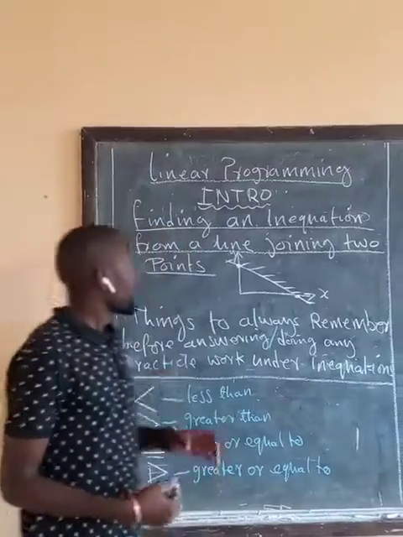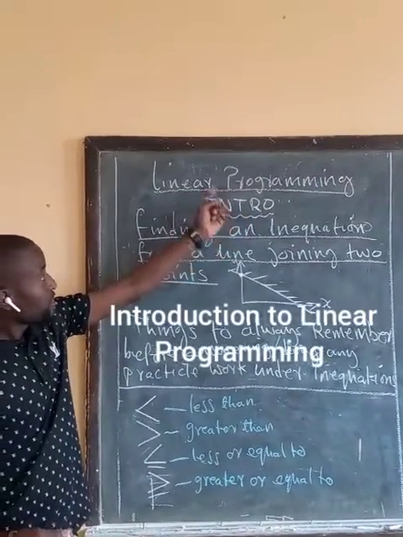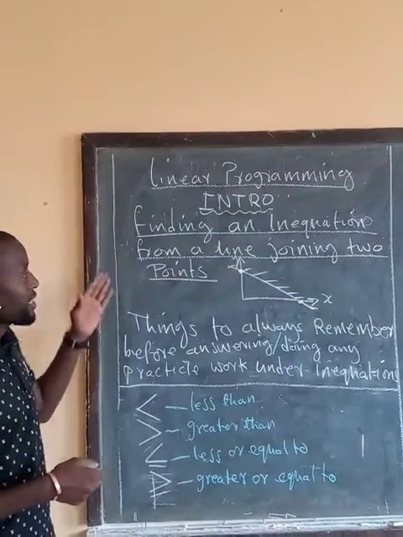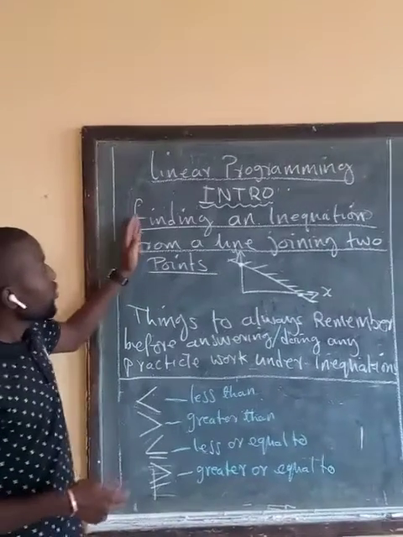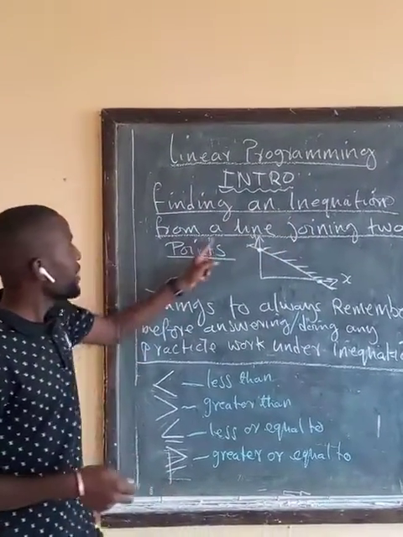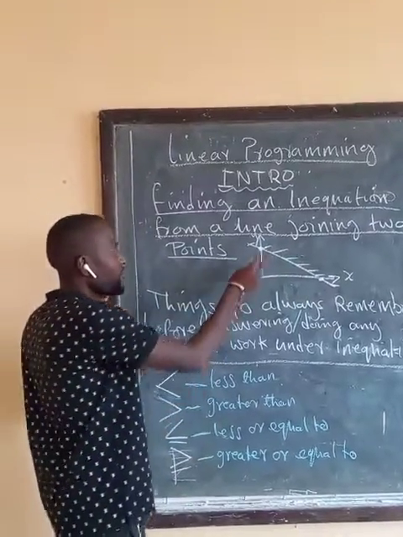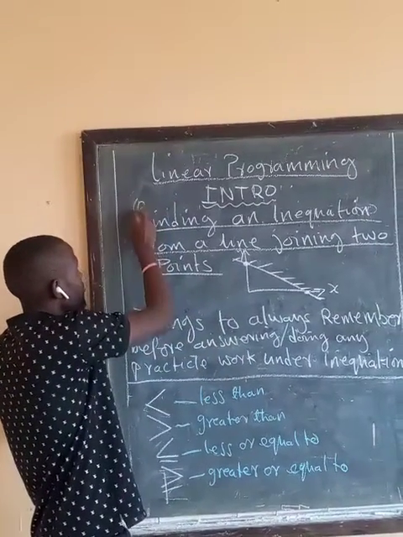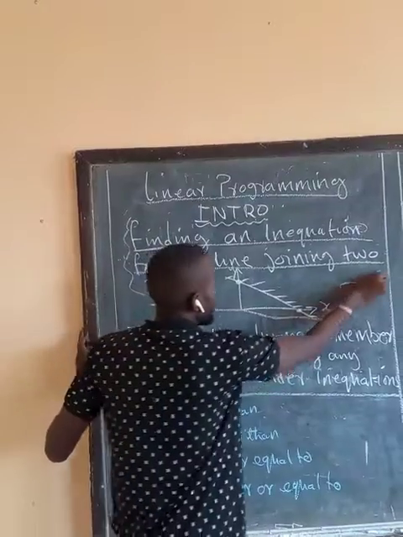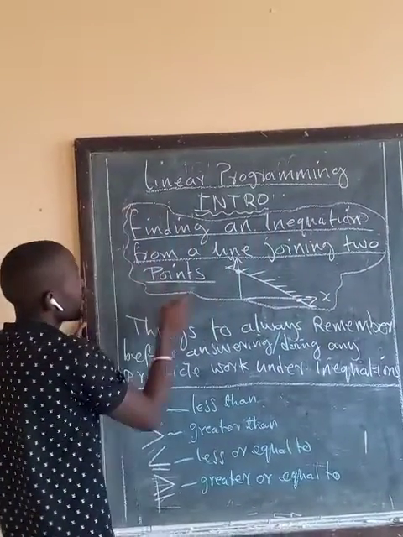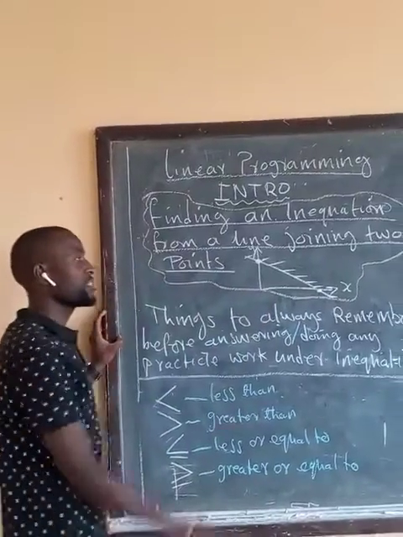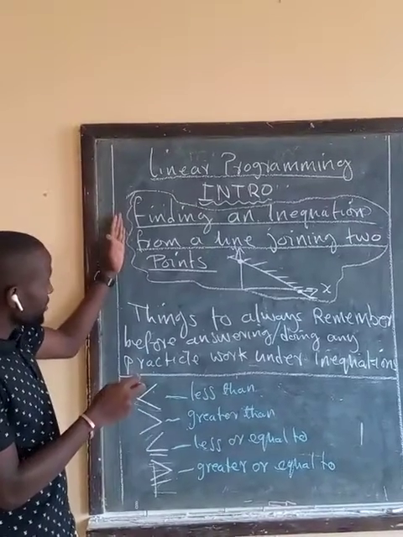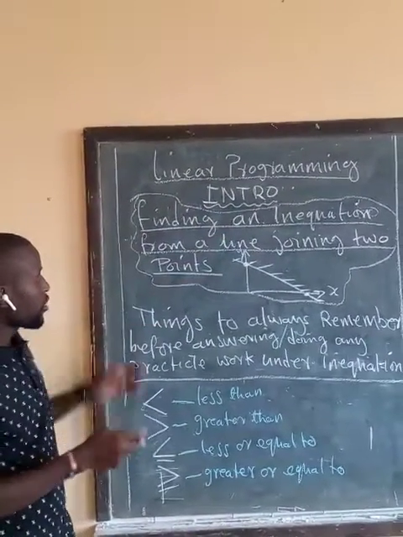So let's begin. I'm going to talk about introduction to linear programming. The main focus of this lesson is that at the end of this lesson, we should be able to know how to find an equation from a line joining 2 points. So after you understand everything that I'm going to introduce on linear programming, you should, as a student, be able to find a line and an equation joining 2 points. This is our goal. This is what we want to achieve at the end of everything that I'll introduce to you. But before we reach this, let's understand the intro of linear programming.